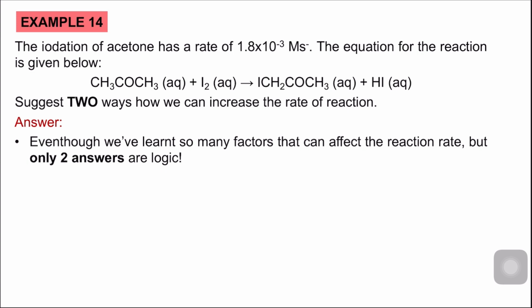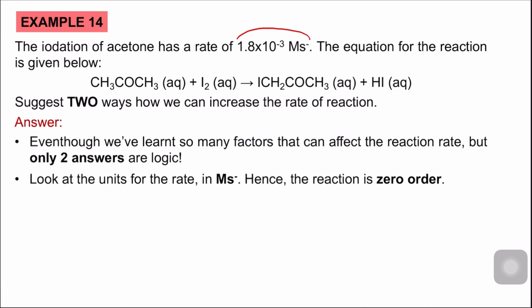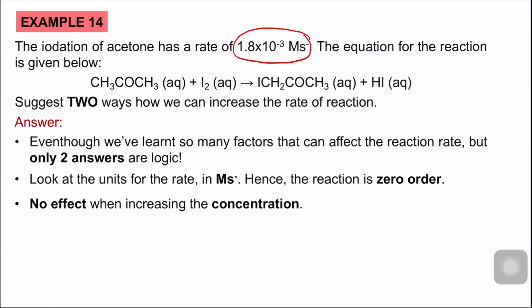First thing first, sila lihat unit untuk rate awak. So unit untuk rate adalah molar per second. So molar per second adalah unit untuk zero order. Hence, bila zero order, kita kena lihat juga apa yang terjadi. So bila zero order dia tak dependent kepada concentration. Sekiranya awak ubah nilai dia tetap sama. So that's why kalau kita kata increase the concentration, there will be no effect. So concentration tidak boleh dijadikan sebagai cara untuk increase the rate of reaction.